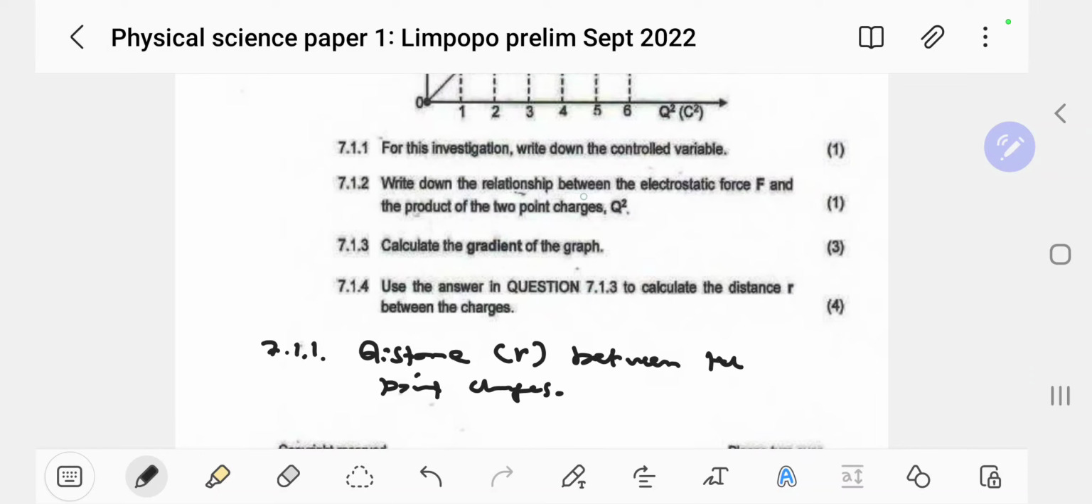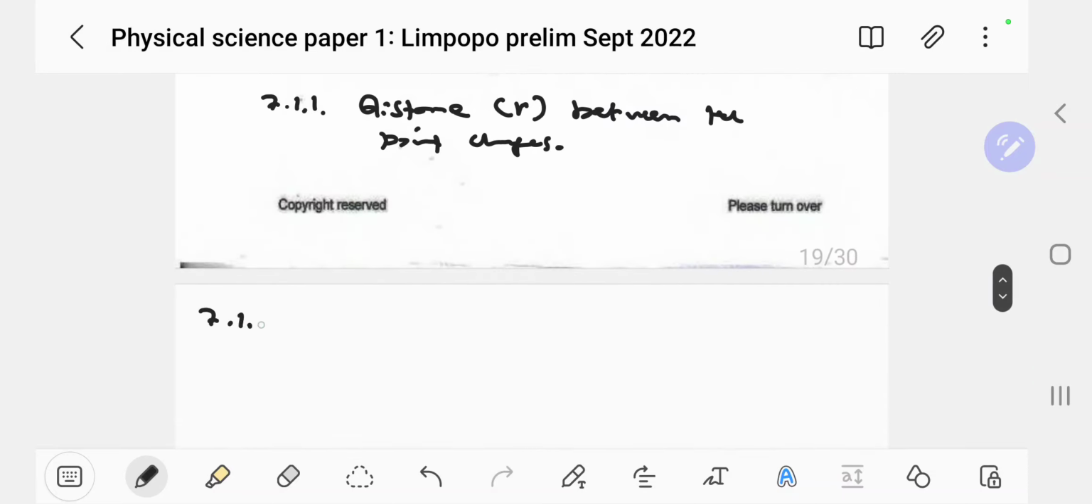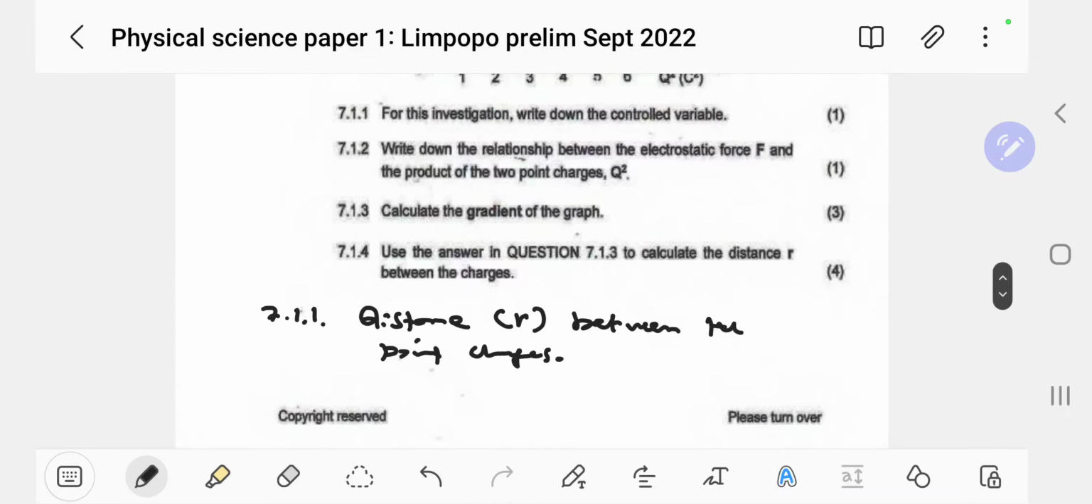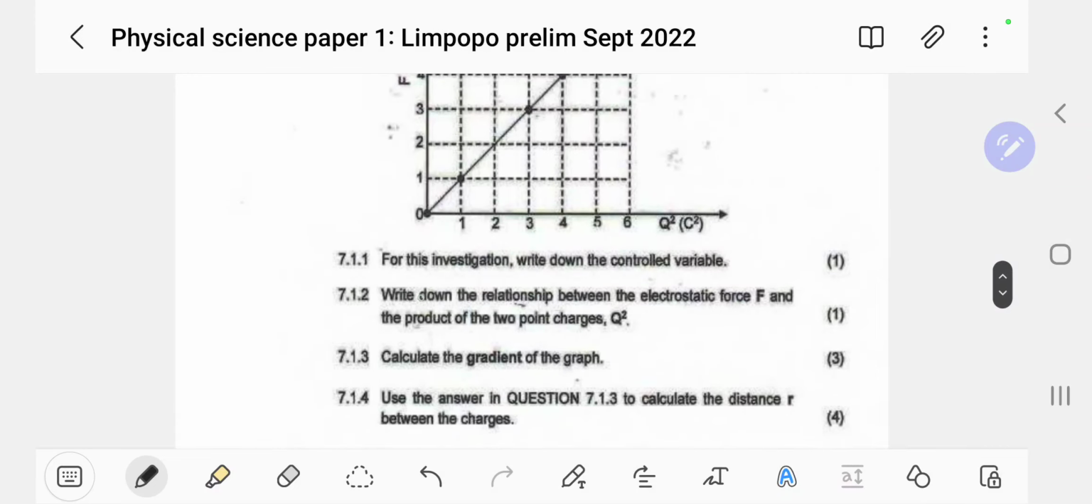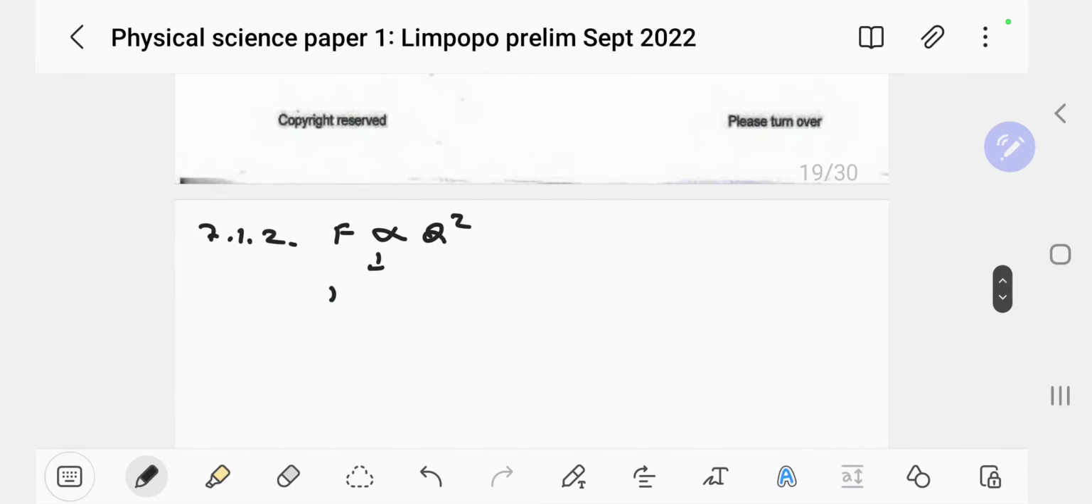Then it says write down the relationship between the electrostatic force and the product of the two point charges, which is the Q squared. Well, this is 7.1.2. We can say the force F is, in fact, you can even write it in symbols. They didn't say write it in words. Yeah, man, you can say there's a direct proportion. You just do that. Why must you suffer? It's just 1 mark, okay? But you can even say in words directly proportional if you want.